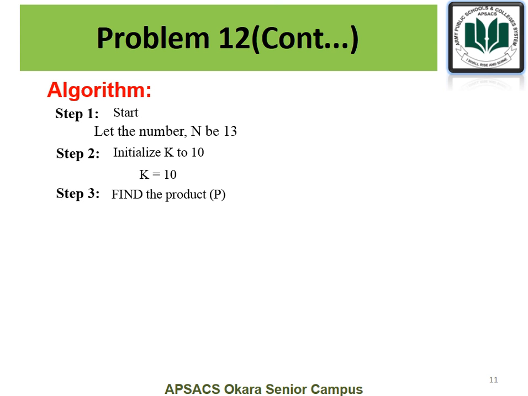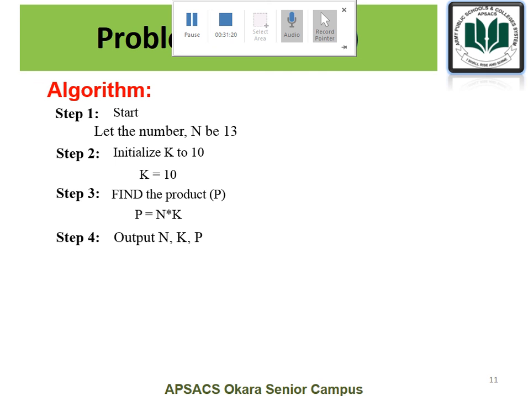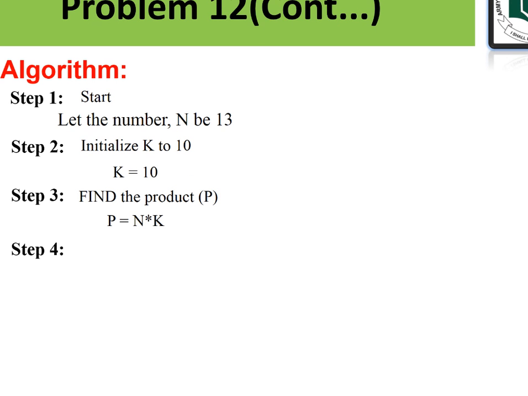Then we will be finding the product p. So p is equal to n multiplied by k. Okay, n means the given number and k is the first value, that is 10. 13 multiplied by 10. Okay, then next value will be 13 multiplied by 9, then 13 multiplied by 8, and so on. Output n, k, p. Output will be n, k and p.